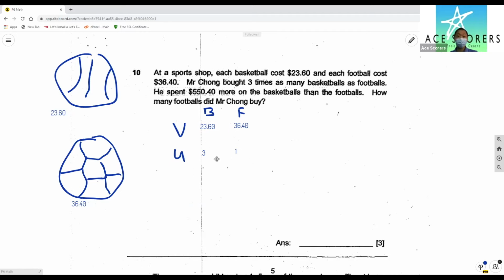VU, my favorite. So find VU: this times this. 23.6 times 3 is 70.8. No need your iPad already. Yeah, this one faster. Writing is faster, but I need to connect again. So this is bigger, right? Yeah. So I got this. You add them together. Total VU: 70.8 plus 36.4 is 107.2 VU.